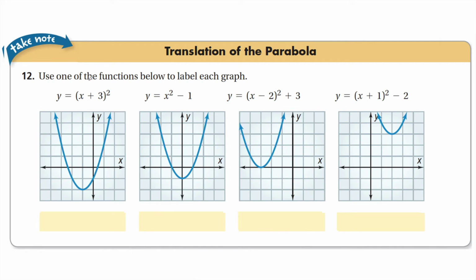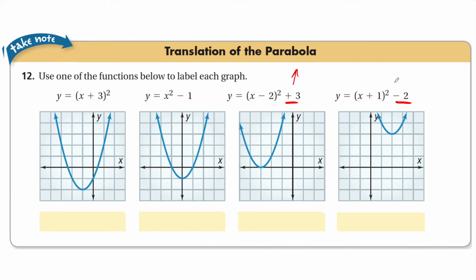Use one of the functions below to label each graph. Paying attention to these, we're just going to be doing simple translations of the parabola. So that means we're going to be talking about moving things by adding and subtracting. The thing is, we could be adding or subtracting on the inside of the parentheses, or on the outside. Remember, on the outside, like as you can see right here and right here, that is going to be a vertical translation, meaning it's either going to be going up or down.